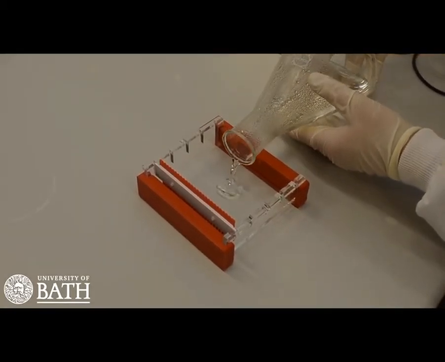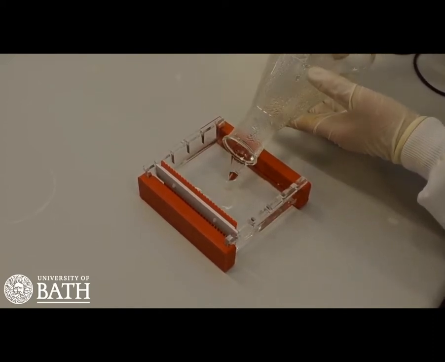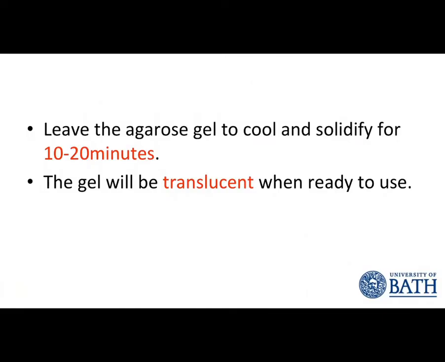Note that the agarose needs to have cooled to 60 degrees Celsius before this can happen. Now that you're all set, the tray sits down into the gel box and should be level, and you're ready to pour the gel. Leave it to cool and solidify for 10 to 20 minutes. It will be translucent when ready to use.